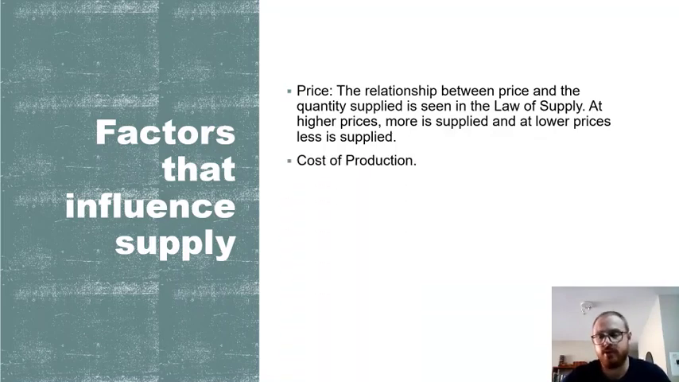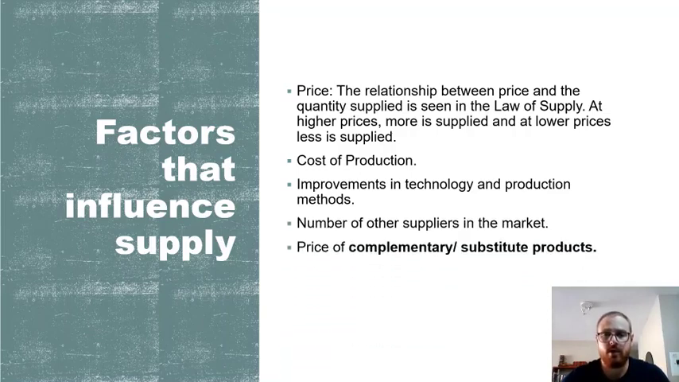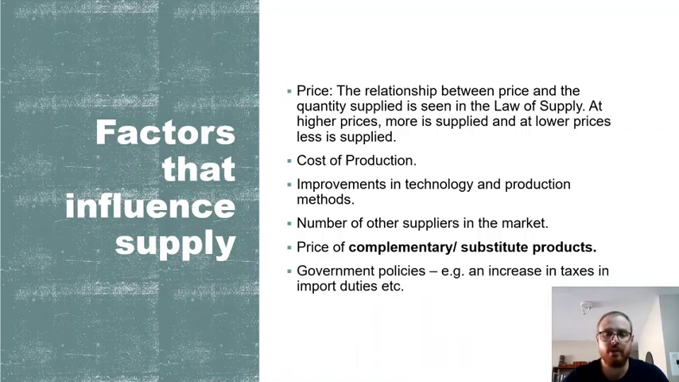Okay, cost of production. If it's more expensive to produce something, the price will go up. Improvements in technology and production methods. If you have better technology, you can produce more products. Number of other suppliers in the market, price of complementary or substitute products. And then government policies, for example, increase in taxes, that will add to the production costs. The import duties, if you import products from overseas as input in your process of production, it will cost you more to produce your product.